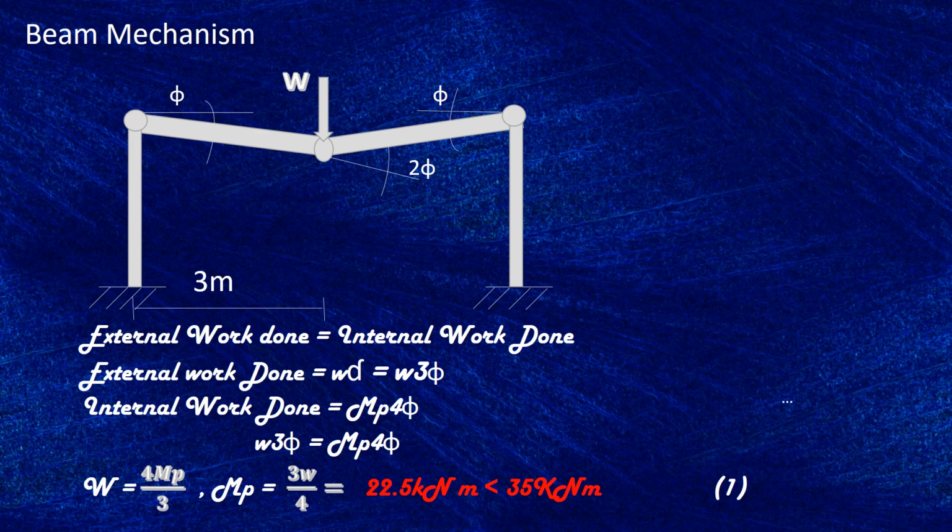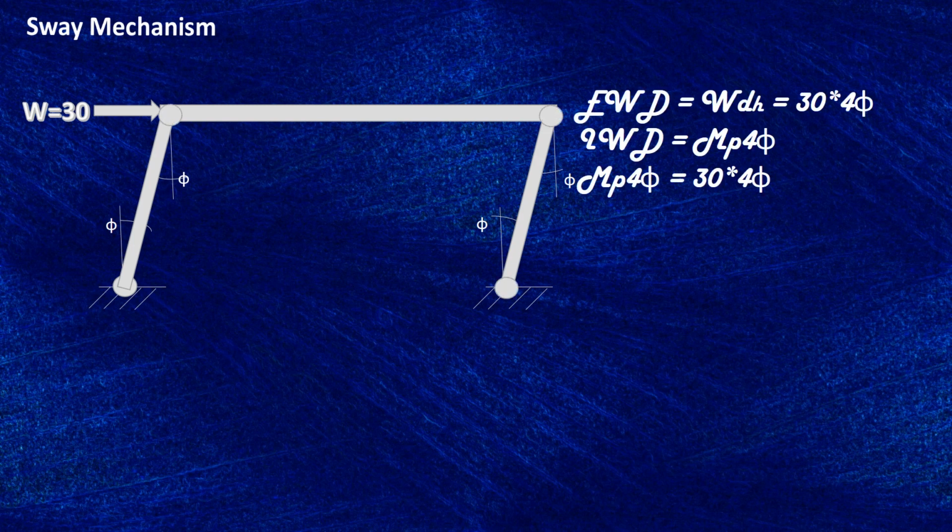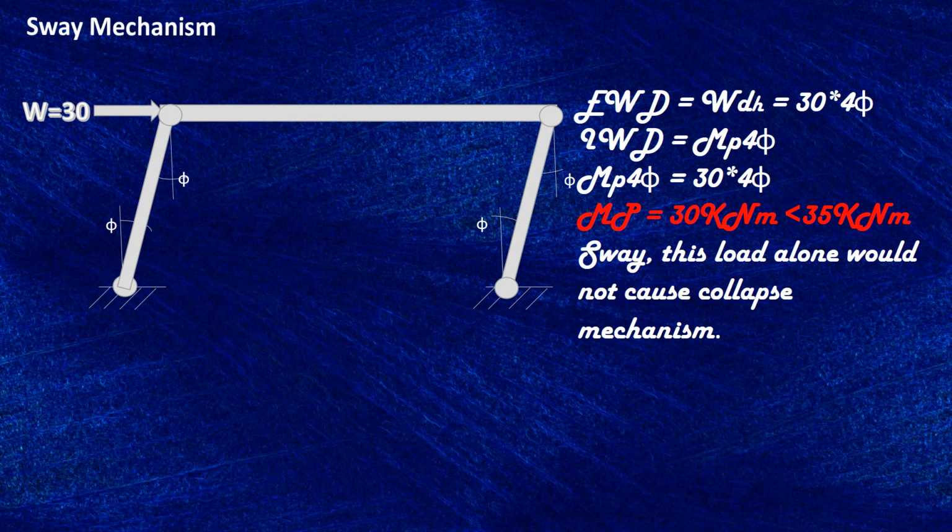Let's get back to the sway mechanism. If we consider 30 kilonewton on the sway only, what happens is that the weight deflects, and then if we try to work out the external work done equating to internal work done, Mp is 30 kilonewton meter, and the amount of Mp that it can carry is 35 kilonewton meter. And then again here, the sway alone will not cause the collapse mechanism for the structure, which means it can withstand the load. If we take off the load, the structure will get back to normal.